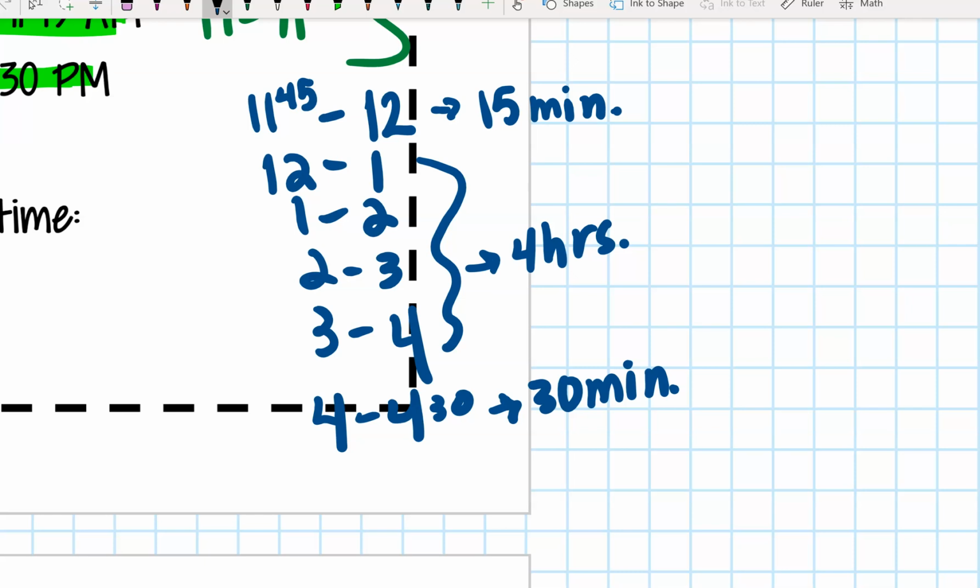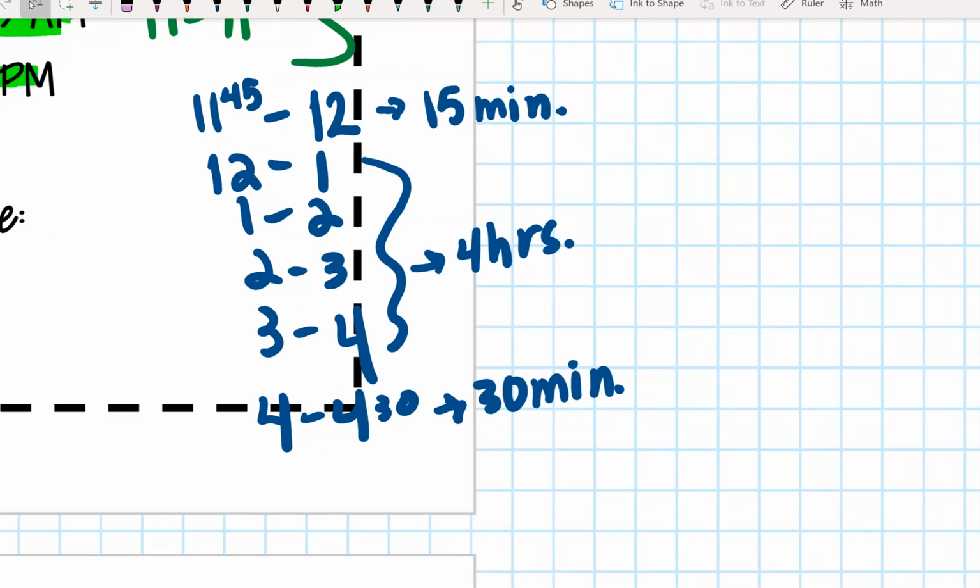You get 45. Yeah. I'm getting there. So we have 15 minutes, then 4 hours, then 30 minutes. So it's just kind of like the process. Like as you get more comfortable with this, you don't have to write all this stuff down. This is what you'll do mentally. Okay, 11:45 to 12, that's 15 minutes. Go through your hours and then combine everything.